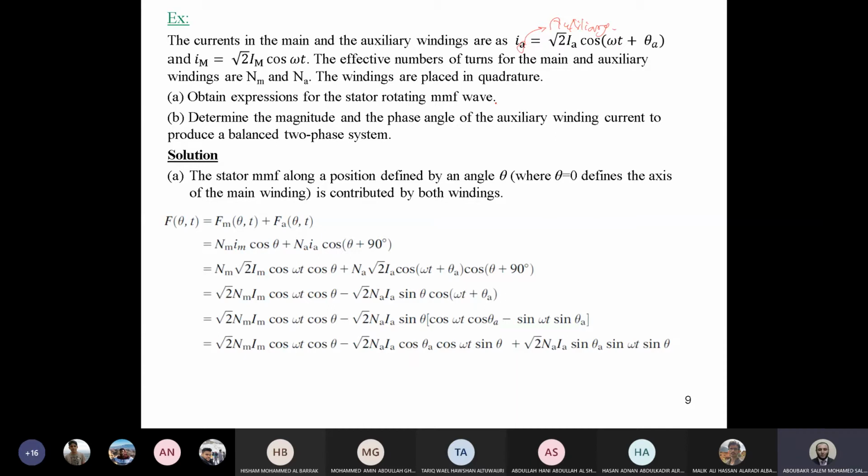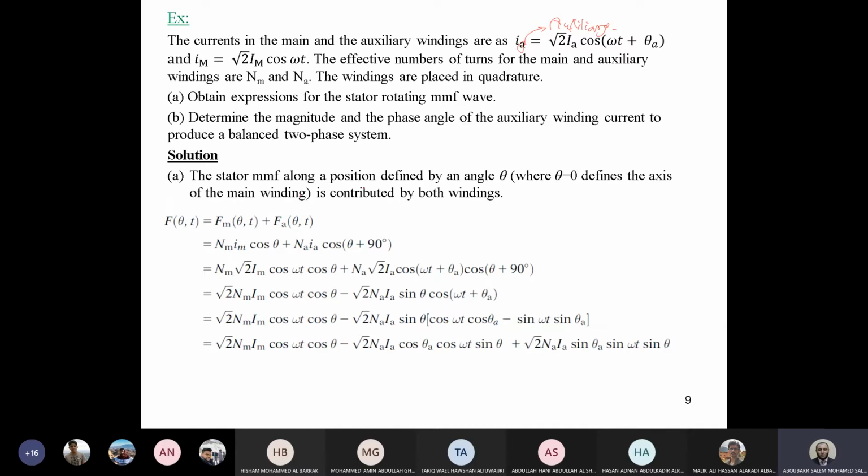Now, we expect to have forward and backward MMF. So what will be the relation for each one? In case of single phase, with a single winding, we could obtain a relation of N I maximum over 2 cosine of omega t minus theta and omega t plus theta. This is for forward and backward flux. Now, what will be the relation if we apply two windings within the machine? So let's see together what will be the effective value of MMF now.